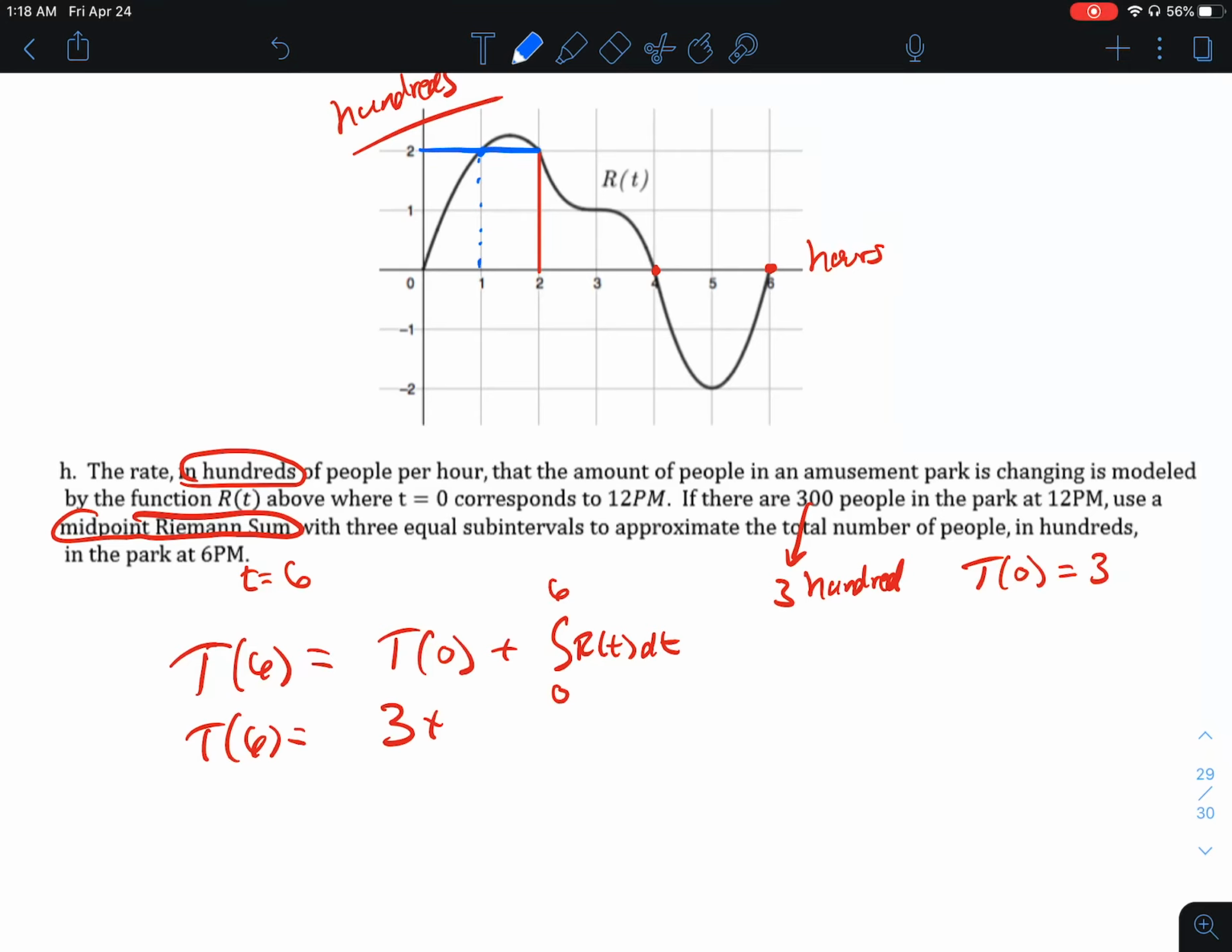So this is the rectangle that I'm using. Halfway between 2 and 4 is 3. So this is the rectangle that I'm using for that one. Of course, I messed that up. And then halfway between 4 and 6 is 5. So I'm using the height at 5, like so. So I've got to find the area of each of these rectangles.